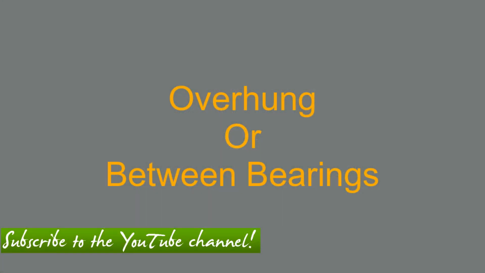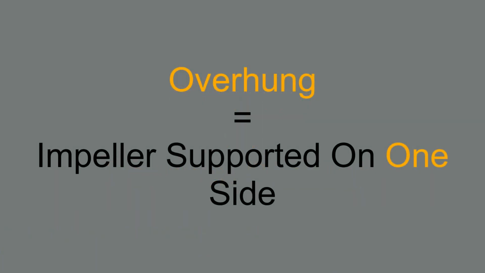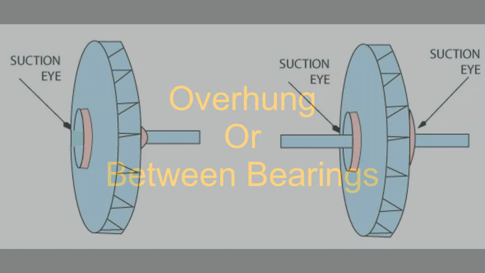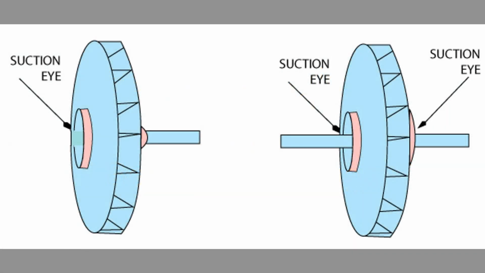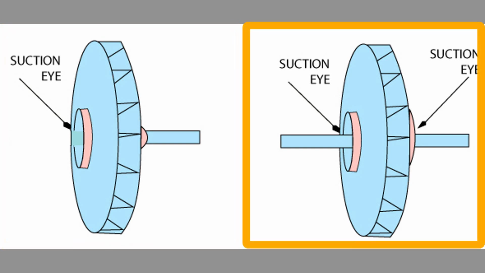Centrifugal pumps can be classified as overhung or between bearings. An overhung pump has an impeller that is only supported by a shaft on one side. A between bearings pump has an impeller that is supported on both sides by a common shaft. We can see an example of an overhung pump on the left side of this diagram, and we can see an example of a between bearings type pump on the right side of this diagram.